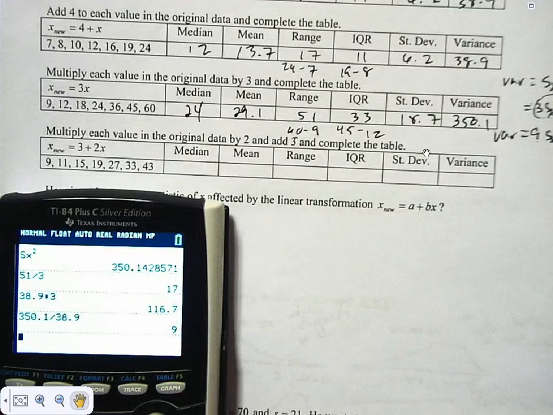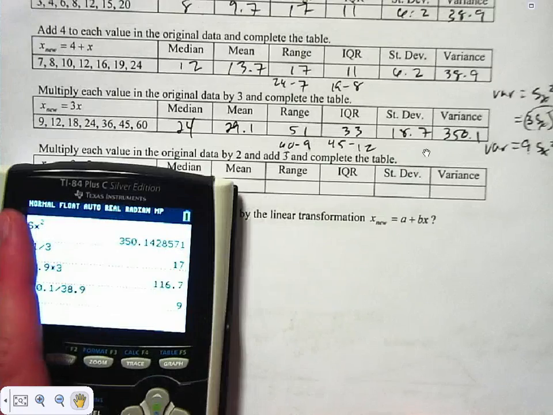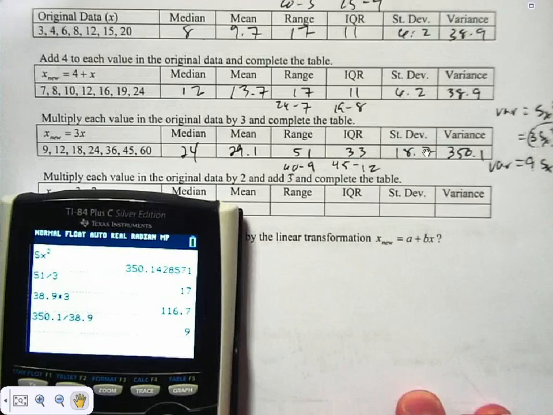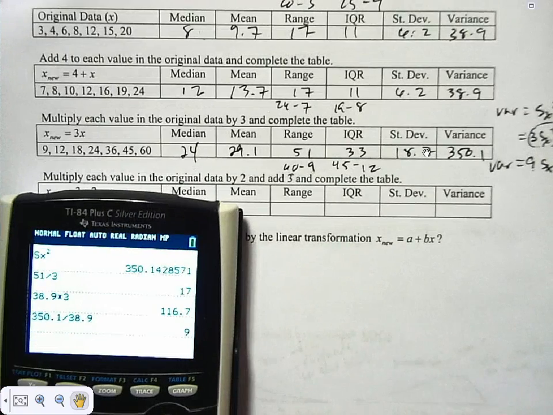What's the moral of all this story? The moral is that if you know you're transforming your data by a constant, then you don't have to actually go through and transform your data points. You can just take your median or your mean or your range or your IQR or whatever that you need and adjust it accordingly. Okay?